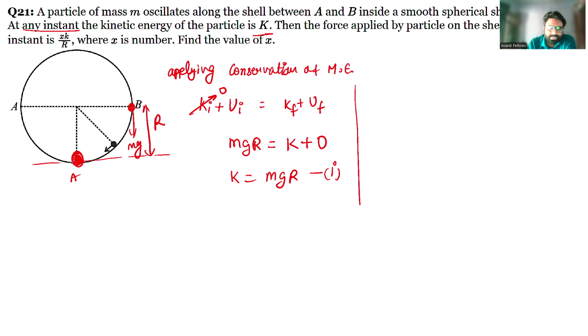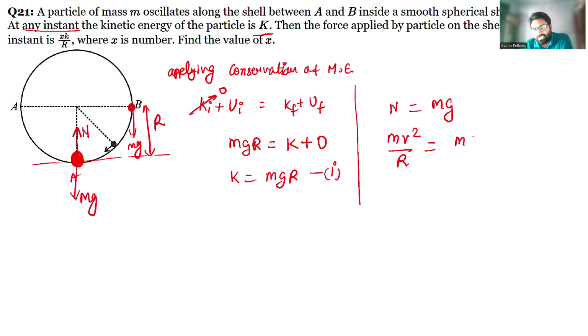Now we have to find out the force at that particular instant. So let's say this is the particle. There is a force of weight acting in the downward direction, and there is a normal reaction also acting in the upward direction. And this normal reaction is nothing but the centrifugal force, if you pay attention to it. So N is equal to mg, and N is nothing but mv squared upon R, which is mg. Now m and m will cancel out, so v squared will become g into R.